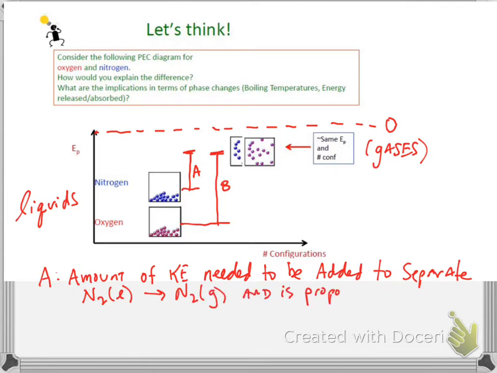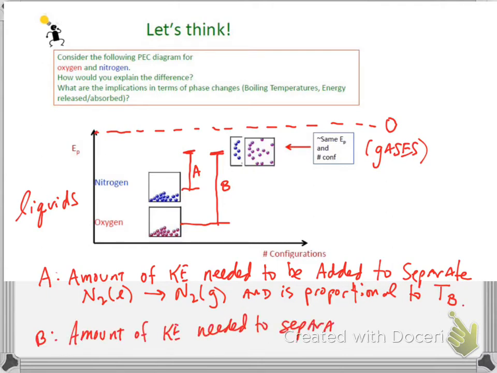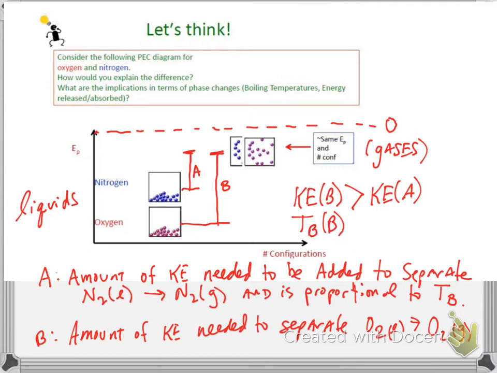And so A is represented there, and it's proportional to the boiling point. So that's the amount of kinetic energy we have to put in the system to achieve the change in potential energy of the system. B is the same: the amount of kinetic energy needed to be added to separate O2 to O liquid. So the kinetic energy necessary for B is greater than the kinetic energy necessary for A because it's lower on the potential energy curve. That means that the boiling point for B, for oxygen, has to be greater than the boiling point for A.